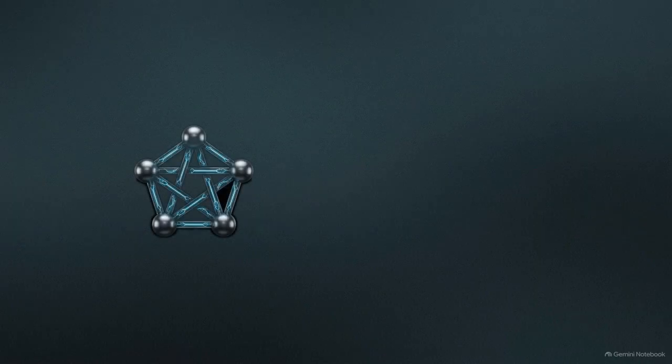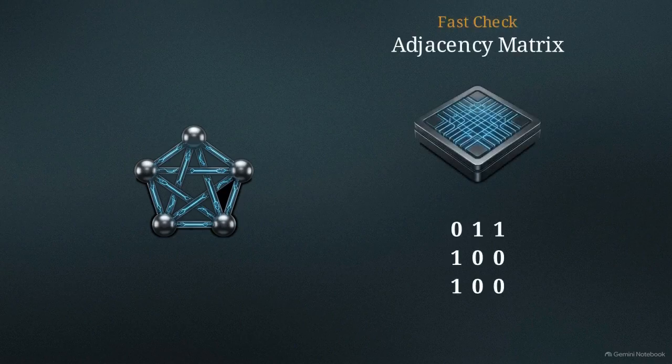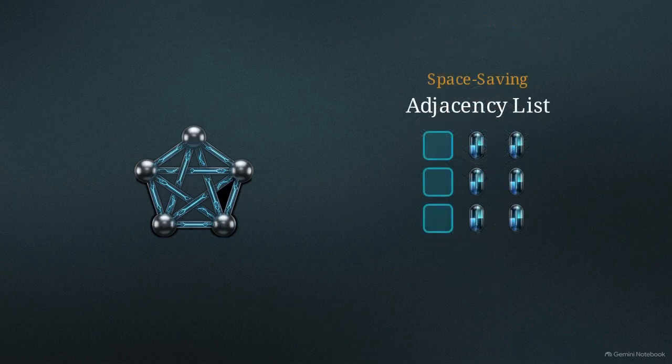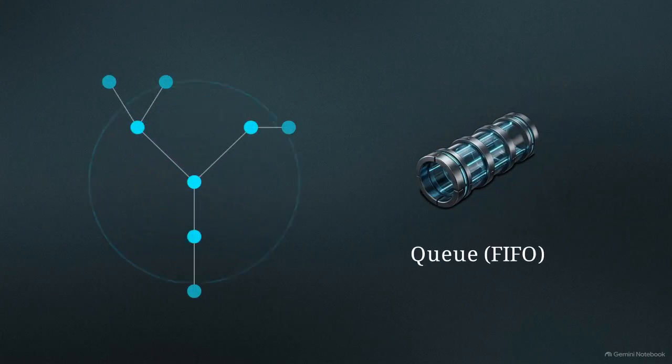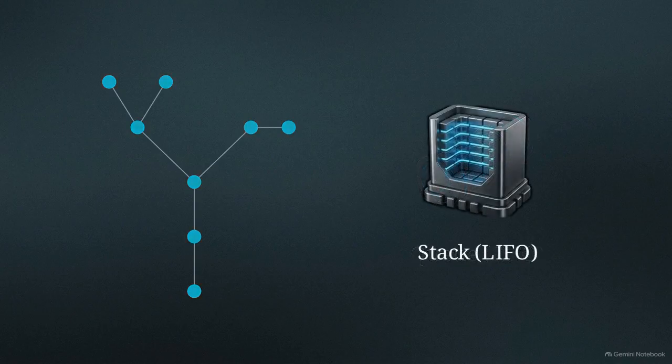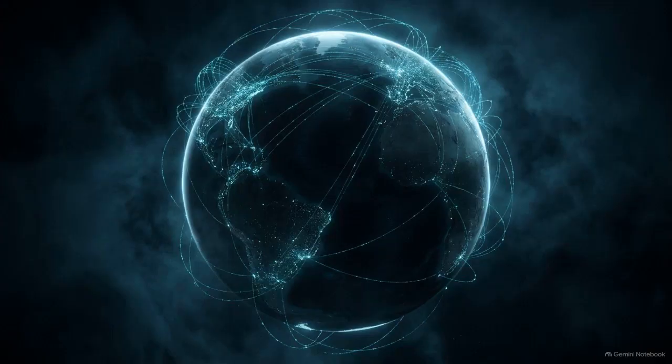Computers store graphs using an adjacency matrix for fast checks or a space-saving adjacency list. To explore them, breadth-first search uses a queue to radiate outward layer by layer. Conversely, depth-first search uses a stack to plunge down a single path, backtracking at dead ends. Graphs trade hierarchical structure for connectivity. They provide the mathematical framework required to map multidirectional relationships and cycles in a physical network.